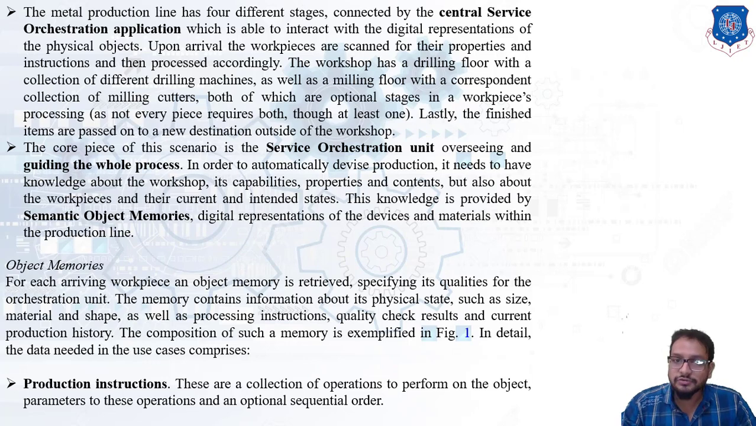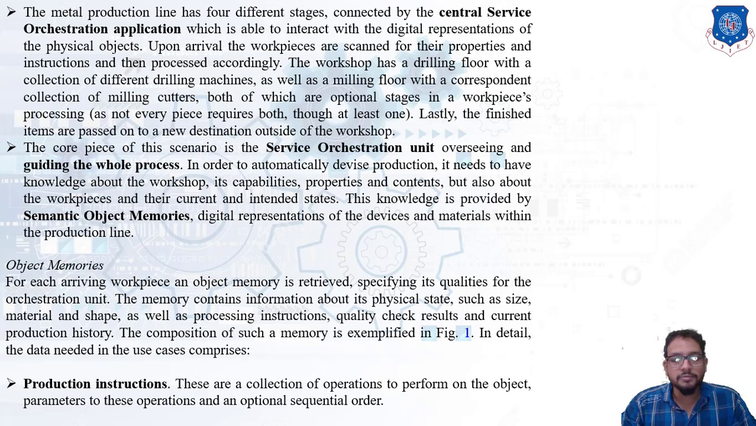Now how will this knowledge be provided to this orchestration unit? We will say that the knowledge is provided by a semantic object memory, which is going to provide a virtual representation of a physical entity, that is our components and materials within a production line. So remember, these two are the most important parameters: the service orchestration unit and the semantic object memories, without which we cannot achieve production or manufacturing by making use of a cyber physical system.